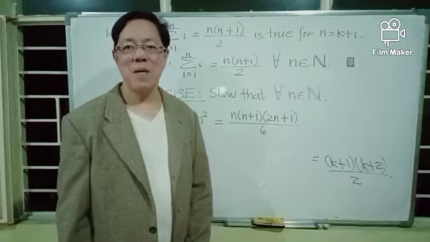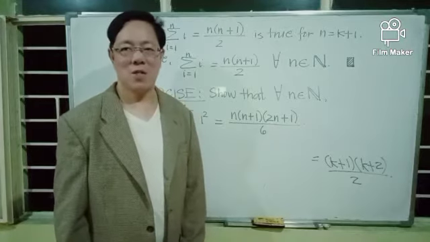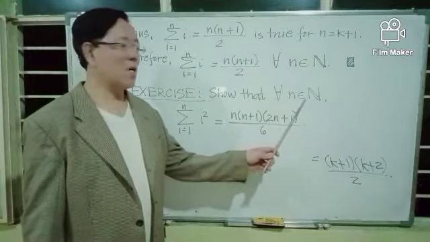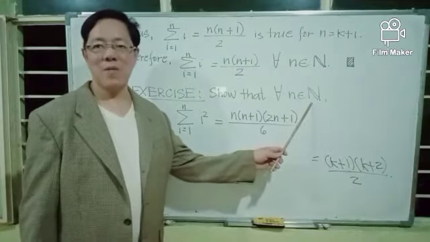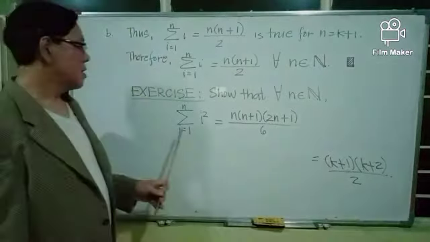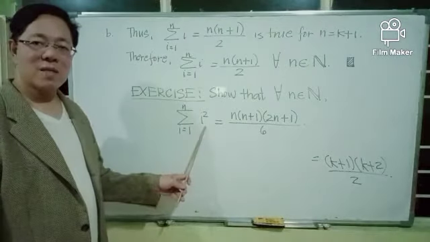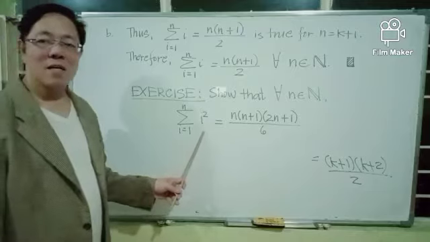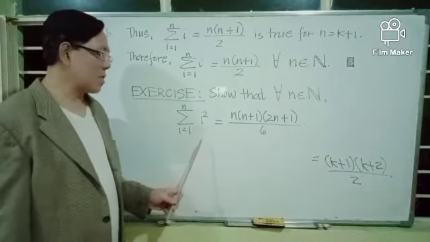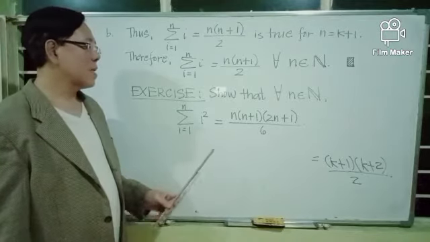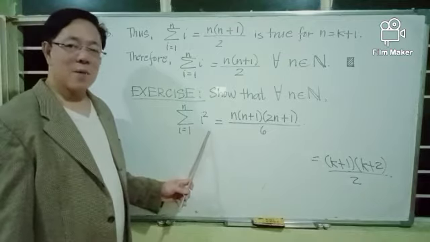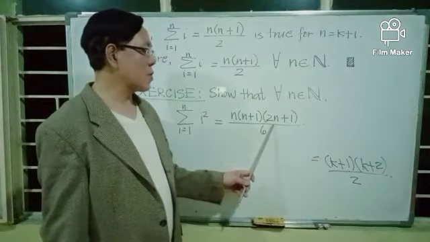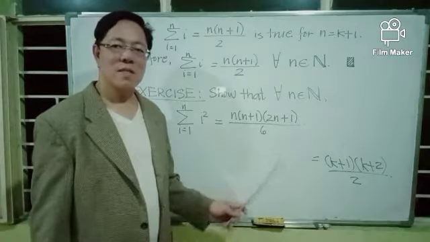Now, for your practice, please try the following. Prove the following by using mathematical induction. Show that for every n element of N, the set of natural numbers or positive integers, the summation of i squared for i is 1 to n, which is the sum of the squares of the integers from 1 to n, is equal to n times quantity n plus 1 times quantity 2n plus 1 all over 6.